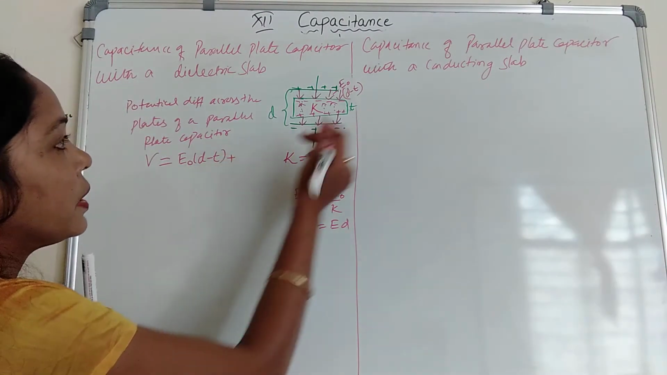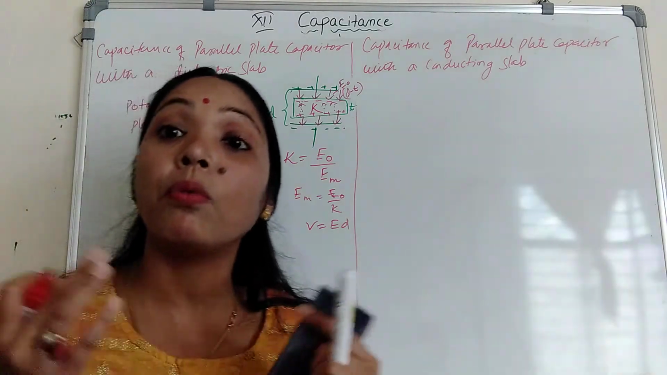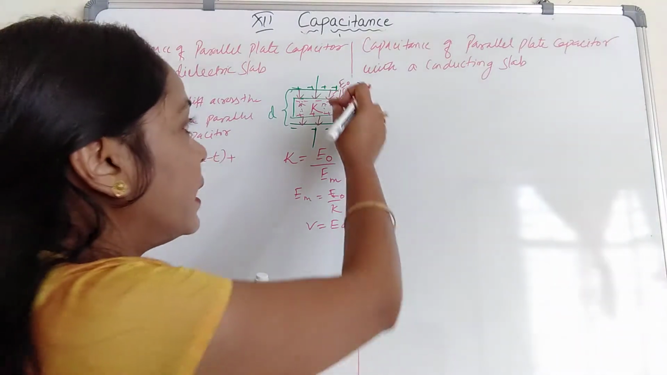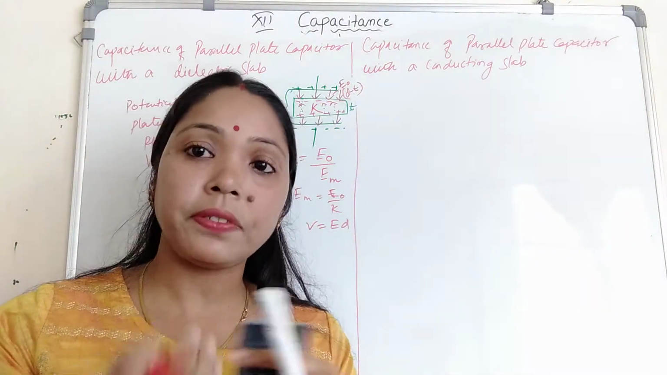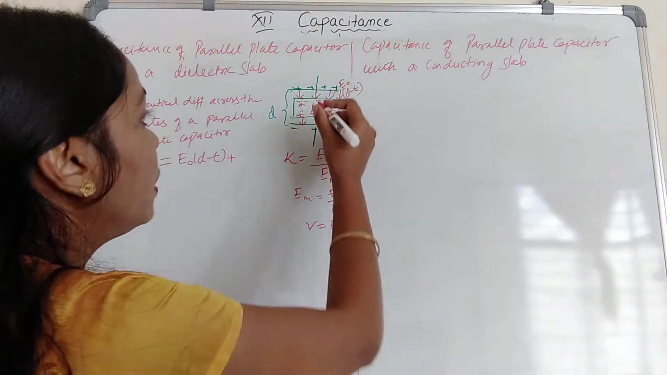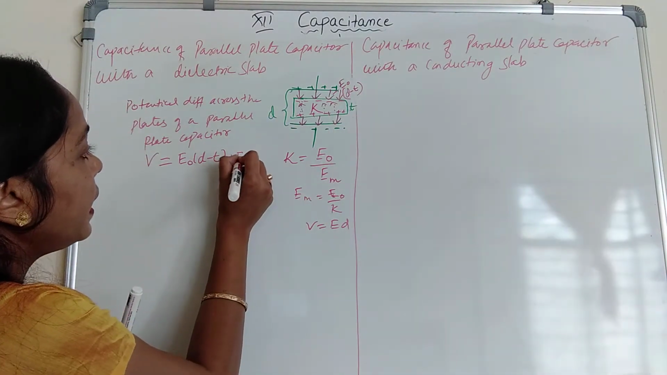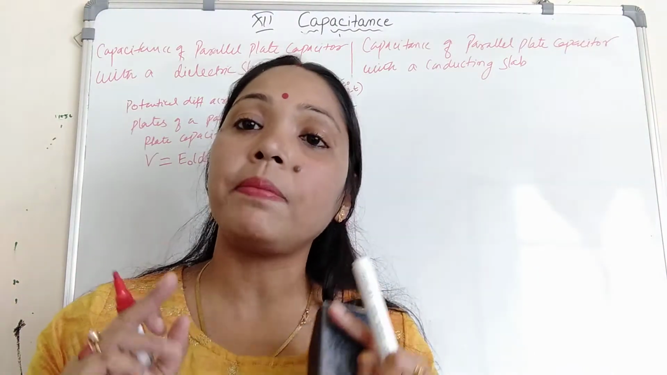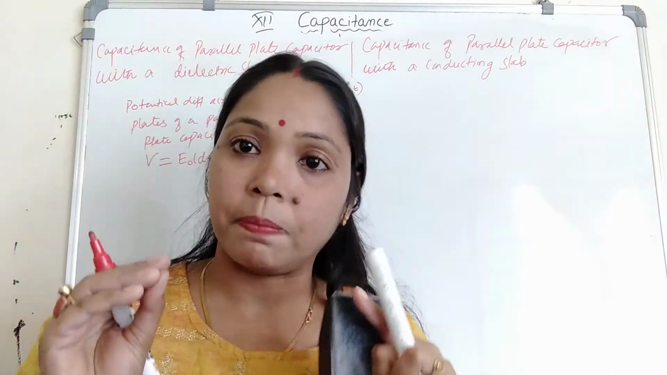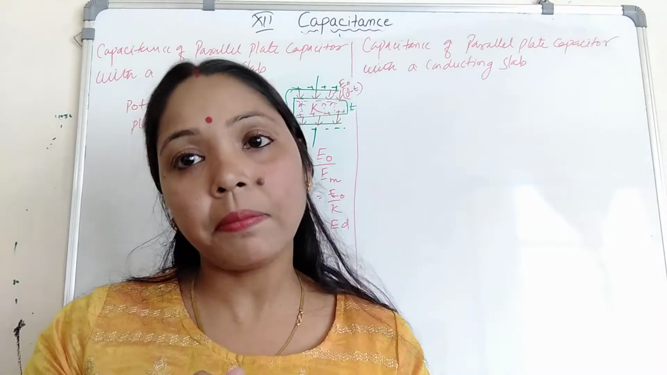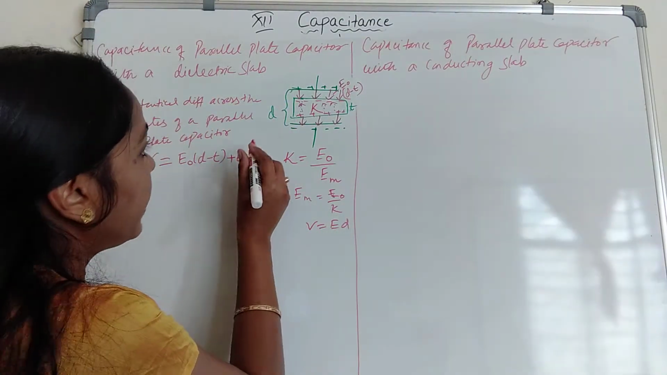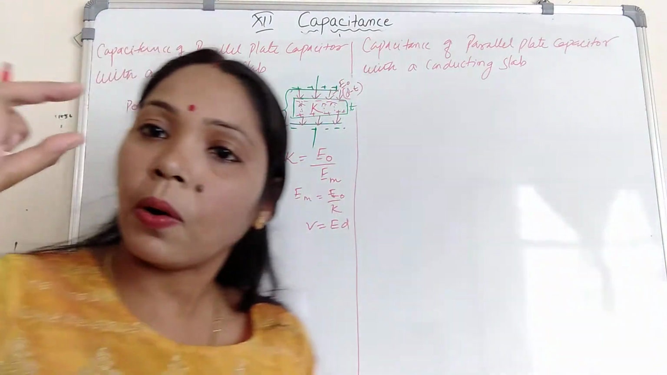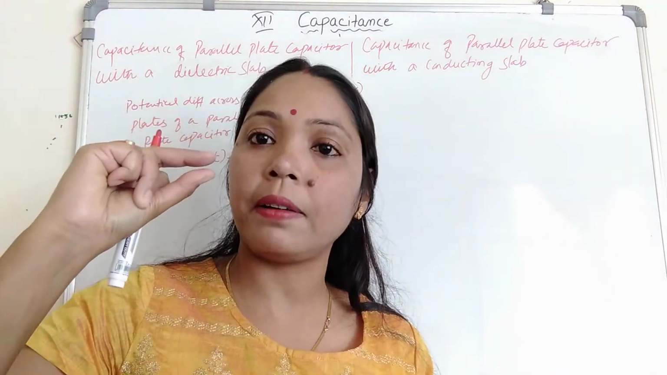Now plus, because here one more potential is created. Where? Inside the dielectric slab. Inside the dielectric slab also we have positive and negative. So what will be here? E_m. Why am I writing m here? Because the dielectric slab is considered as a medium, the dielectric medium. So E_m into t, because the distance for the dielectric will be only the thickness of the dielectric slab.